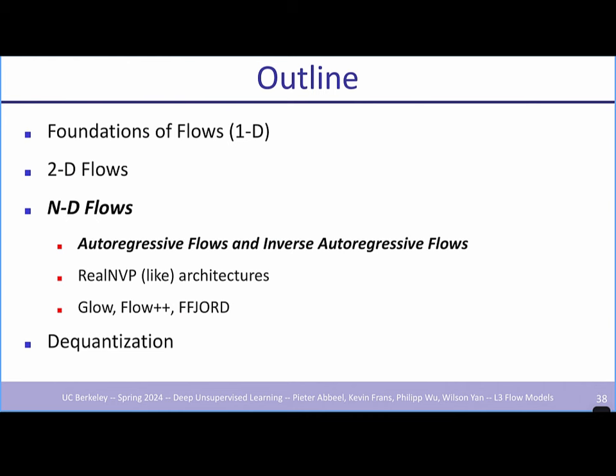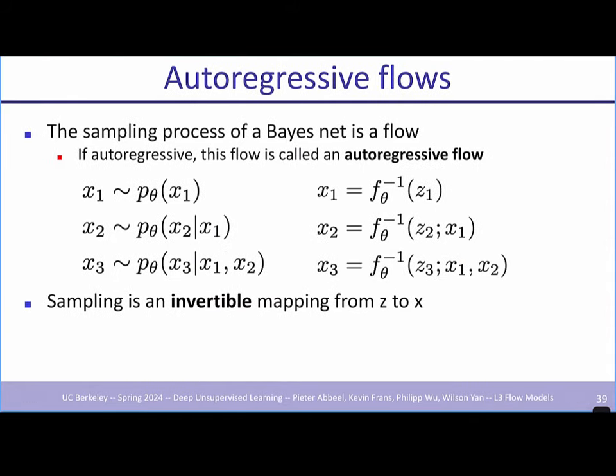Autoregressive flows and inverse autoregressive flows we'll cover first. They will be one variable after the other. That's the definition of autoregressive. But there are others that we'll cover after that don't treat things that way. So, autoregressive flows are a bit like sampling from a Bayes net. You have the chain rule: you go x1, then x2, then x3. The same thing happens in an autoregressive flow. You get x1 from z1 doing the inversion, x2 from z2 and x1. We saw that example in 2D. You can just generalize this to 3D, where now this also depends on x2. So this is the setup.